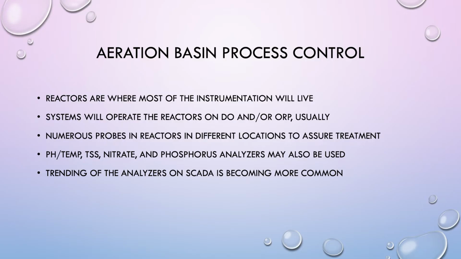So, process control. Reactors are where most of the instrumentation will live, your online analyzers. Systems will operate the reactors on DO and ORP. Probes in the reactors: there's ammonia, nitrate, nitrite, phosphorus, there's all sorts of probes that people have in their process.